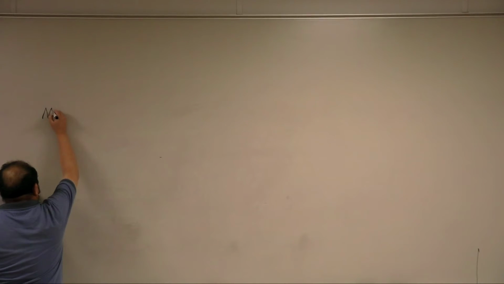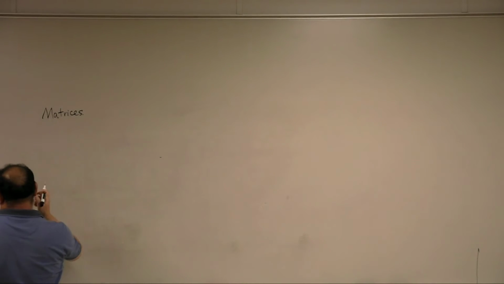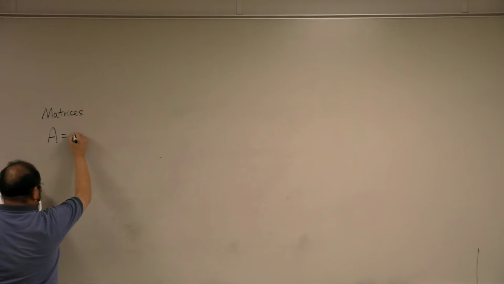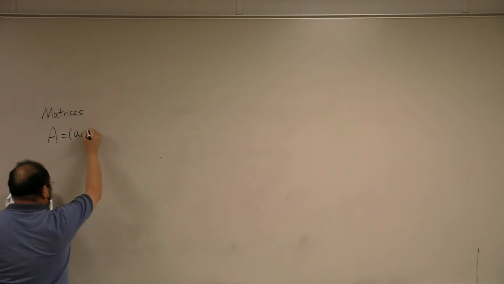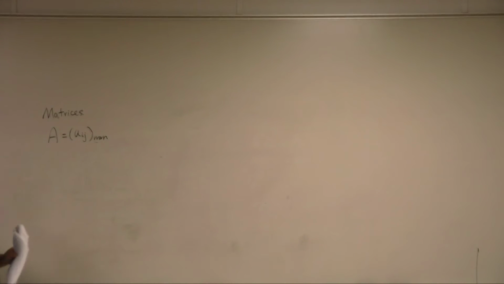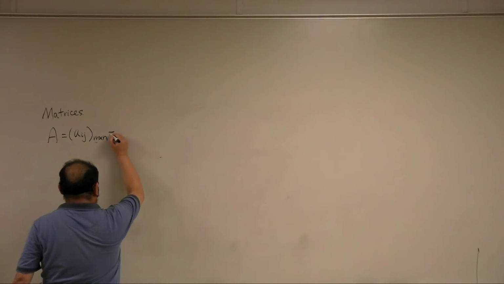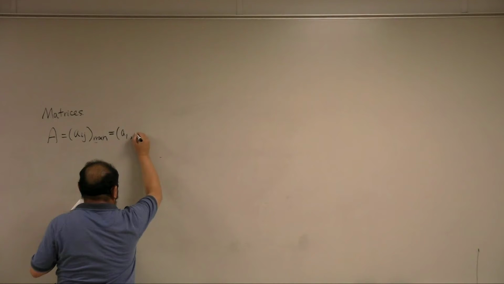Talking about matrices. Matrix A is a whole bunch of column vector elements, we call it Aij. First dimension is the number of rows. Second dimension is the number of columns. Here is the notation.